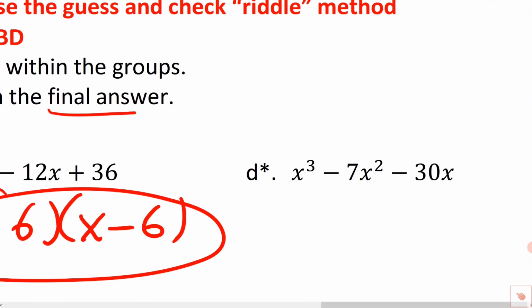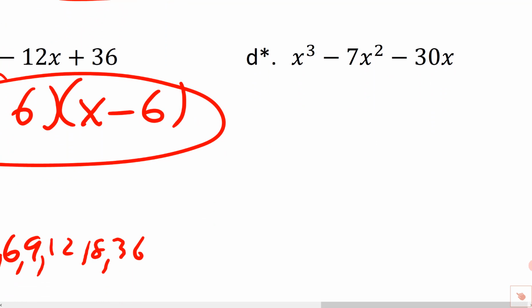So remember the first rule in factoring. It's always take out the GCF. So we're going to take out an x. So if I take out an x, here's what I'm left with. I'm left with an x squared. I'm left with a negative 7x, and then I'm left with a negative 30.